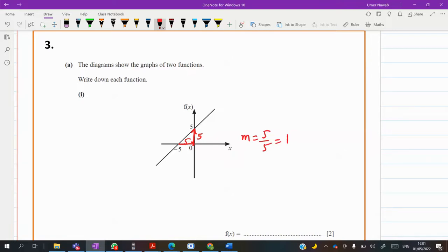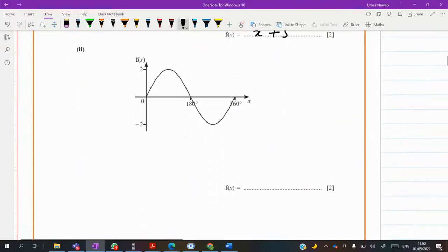And what is the y-intercept here? The y-intercept is 5. The equation is y equals mx plus c, 1x plus 5. So I'm going to write here x plus 5. This is a sine graph because a sine graph is a wavy form, but it is not a cosine graph. The cosine graph starts from here, but the sine graph starts from 0.